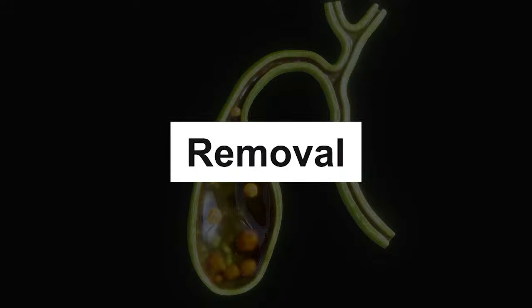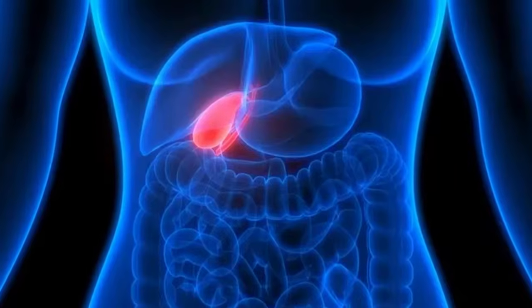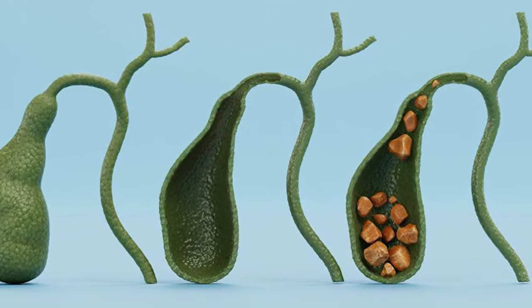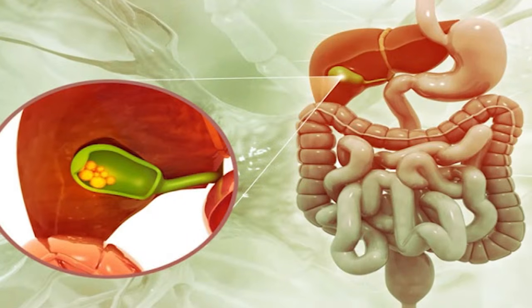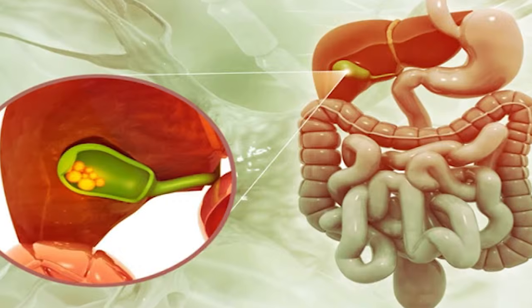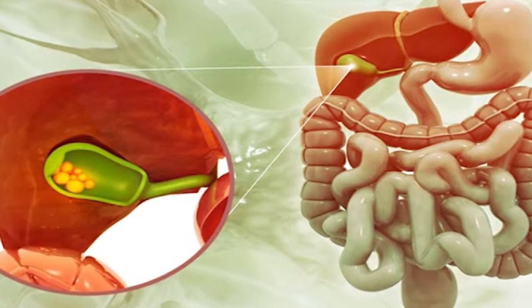Removal. In cases of severe gallbladder disease or frequent gallstone issues, surgical removal of the gallbladder called cholecystectomy may be recommended. The removal of the gallbladder is a common procedure and does not significantly affect digestion, as the liver can still produce bile that flows directly into the small intestine.